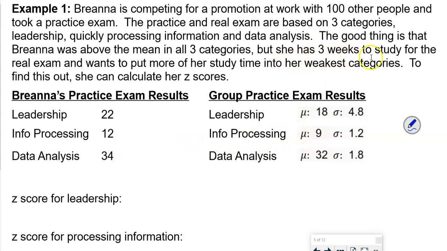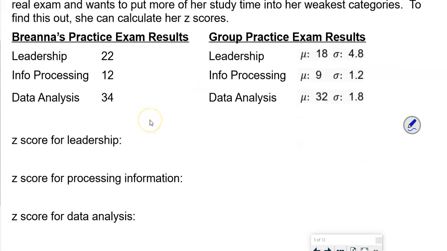So she has 3 weeks to study for her real exam and wants to put more of her study time into her weakest category. To find this out, she's going to calculate her z-scores. Okay, so if you recall, up above, we take our value, whatever that is, that's going to be these over here, and we're going to subtract our mu from them. That's what this is. And then we're going to divide that by our standard deviations, okay? So we're going to find this for each of the values below.